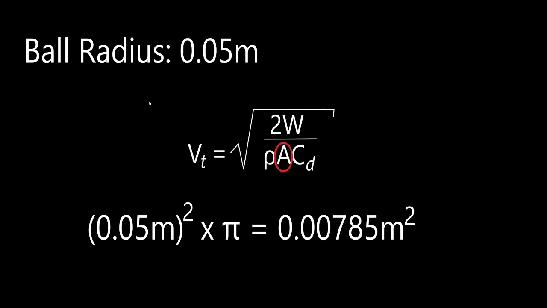The big A represents the cross-sectional area. Given is that the ball radius is 0.05 meters or 5 centimeters. Here we just calculate the 2D area of the cross-sectional area. Because, as I said, what you see and what the ground sees if the ball is flying towards it is only the 2D shape of the ball, regardless of its three-dimensionality. So we take 0.05 meters as a radius, square it, and multiply it with pi, and we get 0.00785 square meters.